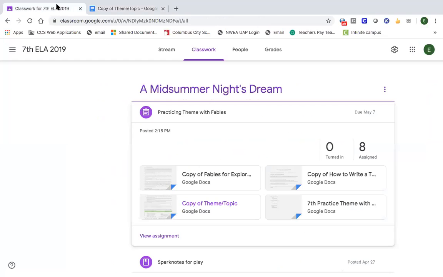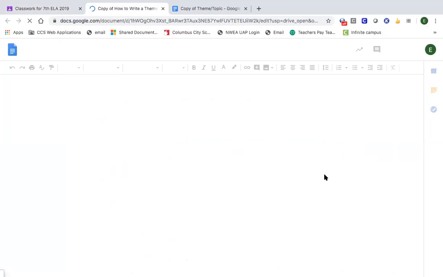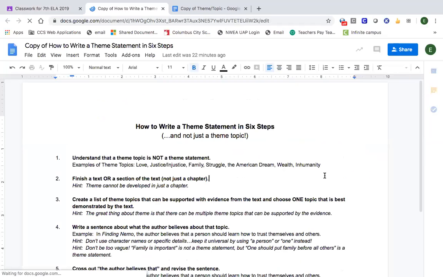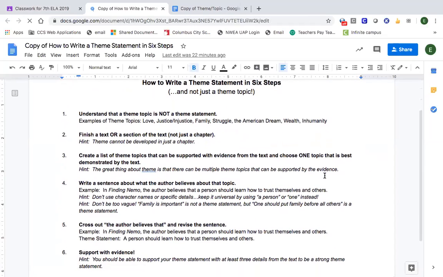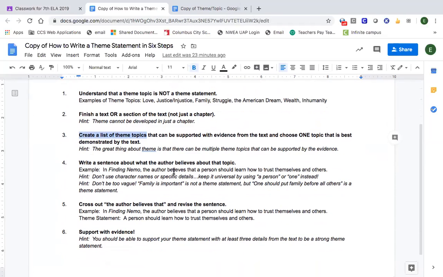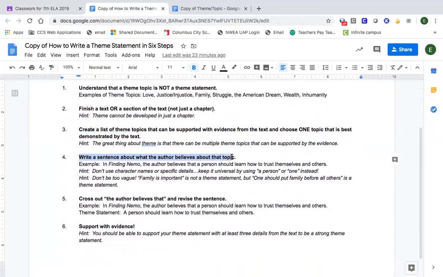Okay. Cool. Quick review. All right, so then we also talked about in crossover how to write a theme statement. This looks a little bit different than how we did it, but it's pretty similar. Remember last time we would identify a topic. Then we read. Oh, here it is. Create a list of topics. And then we choose one that's best demonstrated. And then we write an example sentence. And we always start with like, in Finding Nemo, the author believes that. And then we keep going.